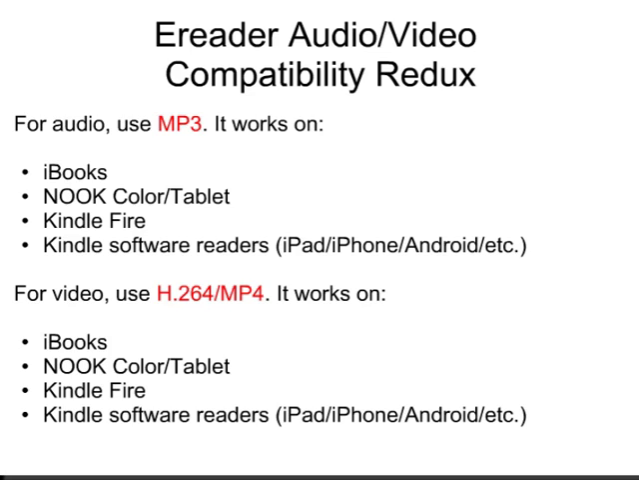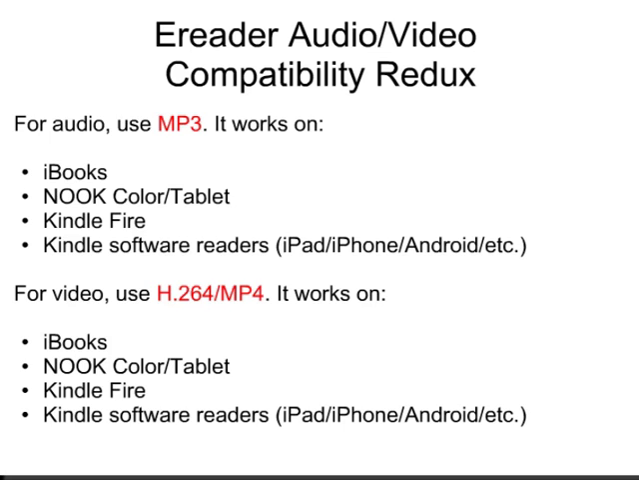And on the video side, your best bet as of now, and obviously this is very much a moving target, and standards are changing quickly, and e-reader support and new versions of e-reader software are coming out all the time. But right now, I would advise for video using MP4 with H.264 compression. And again, that should work without problems on all the e-readers listed below: iBooks, Nook, Kindle Fire, and the Kindle software readers.